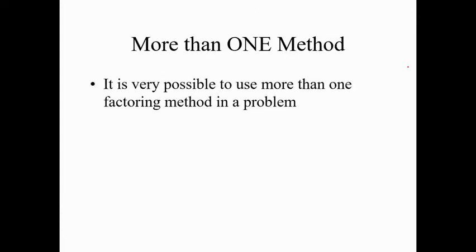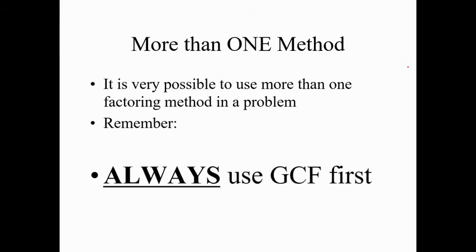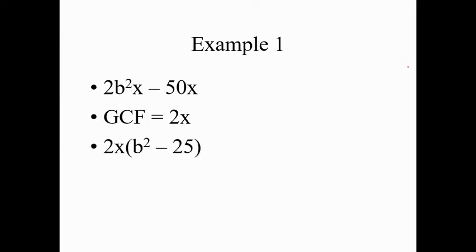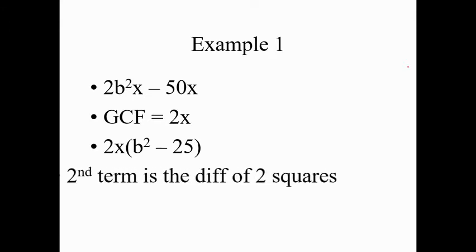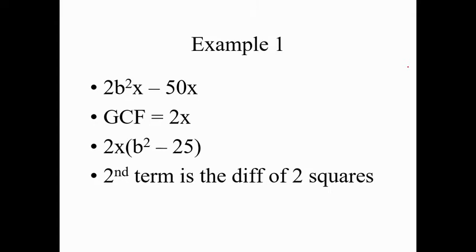All right, it's very possible to use more than one factoring method in a problem. So remember, always use your GCF first. So we're going to take a look at this. Notice we have 2b squared x minus 50x. What is our GCF? That's right, our GCF is 2x. When we take the 2x out, notice that we are left with b squared minus 25. Now we can use the difference of two squares. So we get 2x times b plus 5 and b minus 5.